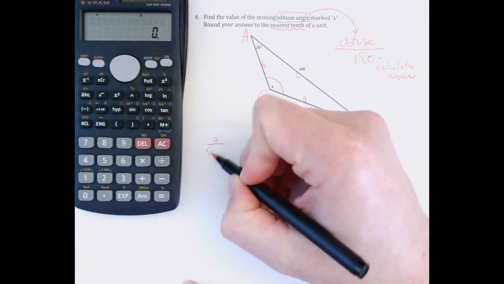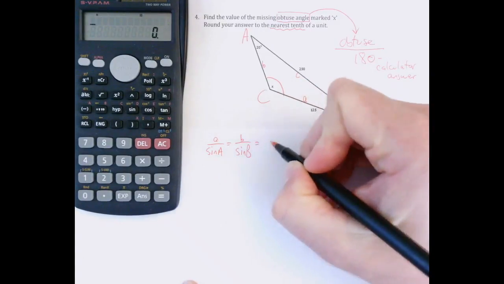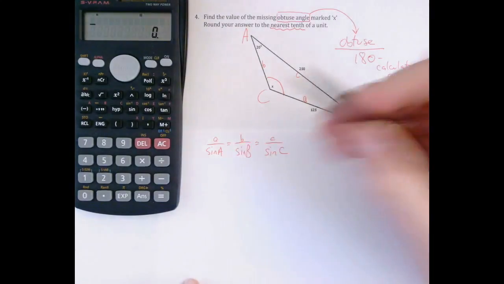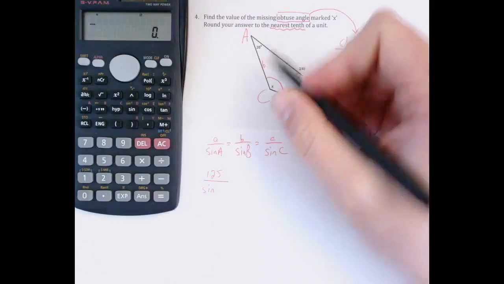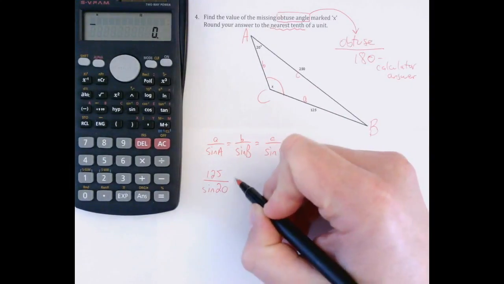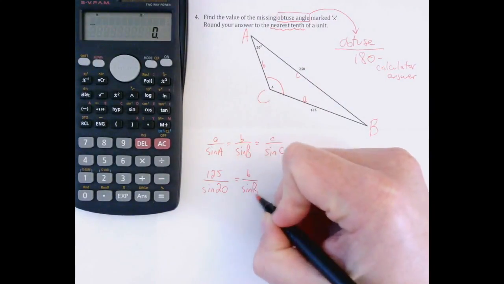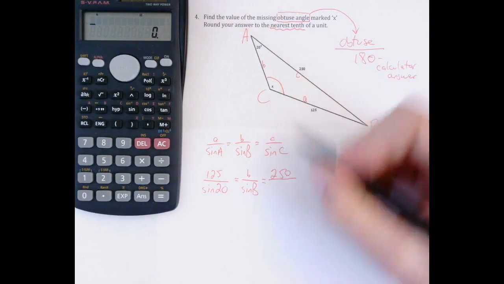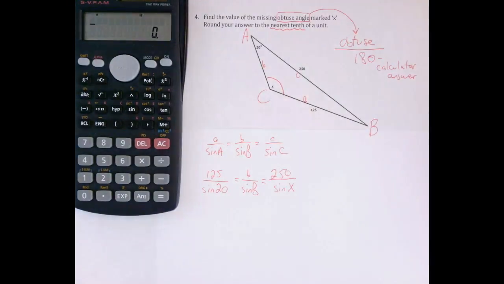So I've got a over sin A equals b over sin B equals c over sin C. Lowercase a is 125. I can fill that in over the sine of angle A, which is 20. Lowercase b is unknown. So is angle B. And lowercase c is 250 over the sine of angle C, which is what I'm trying to solve for, so I'll replace that with x.